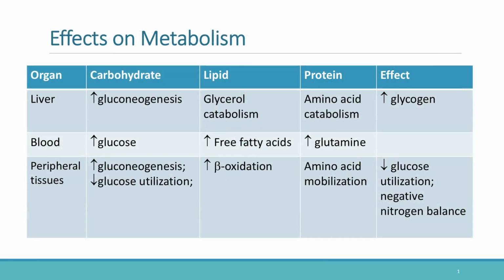Glucocorticoids profoundly affect carbohydrate, lipid, and protein metabolism. In the liver, they stimulate gluconeogenesis and glycogen storage. In peripheral tissues, they reduce glucose utilization and promote lipolysis and protein catabolism. The overall effect is hyperglycemia, increased free fatty acids, and negative nitrogen balance. Clinically, chronic steroid therapy may therefore cause diabetes, muscle wasting, central obesity, and thin extremities.